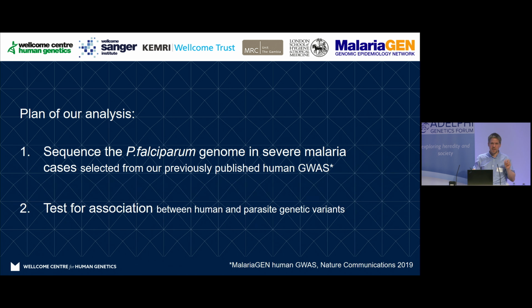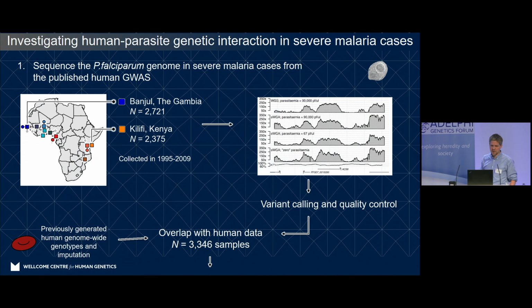If you take a blood sample from someone with severe malaria, they have human DNA in it, but they also have malaria parasites in their blood. So they have parasite DNA in that blood as well. That means you can sequence the parasite genome from those infections. So that was the idea. We would sequence those parasite genomes, call parasite genetic variation, and then look for association between human and parasite genetic variants. So let me show you quickly how that went.